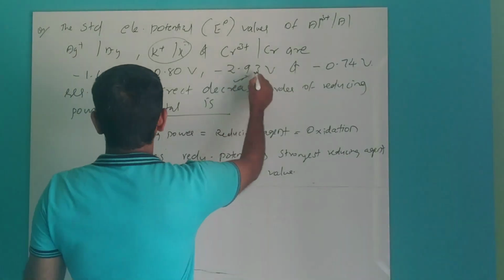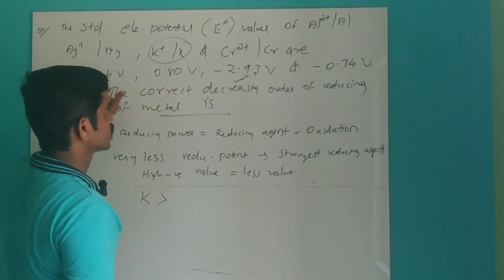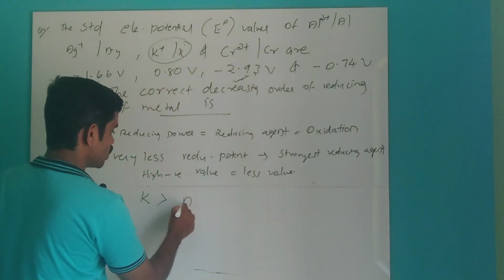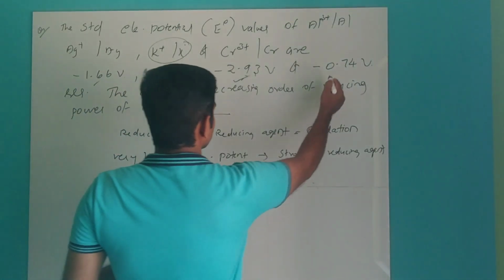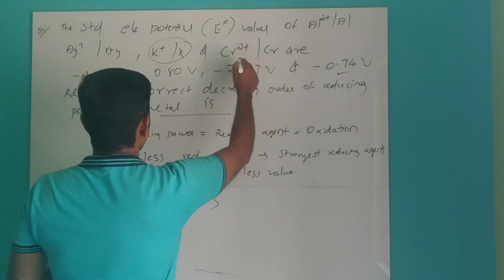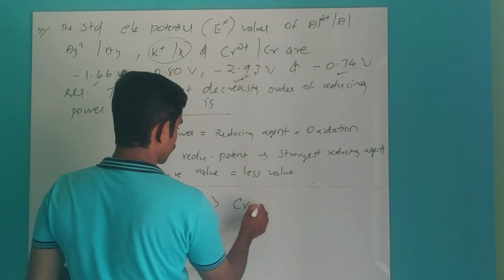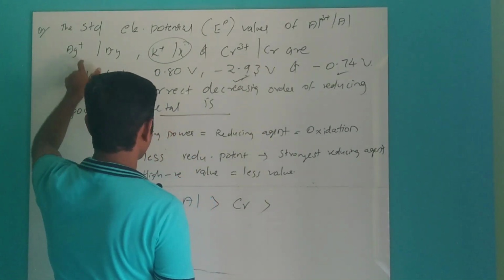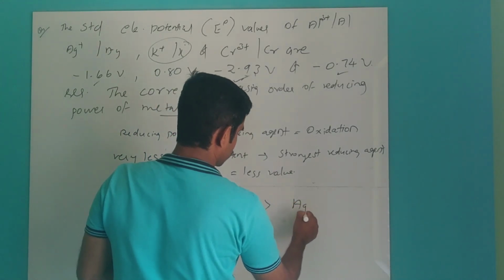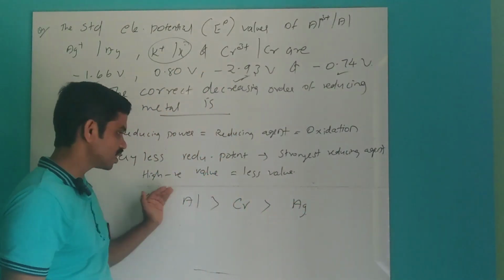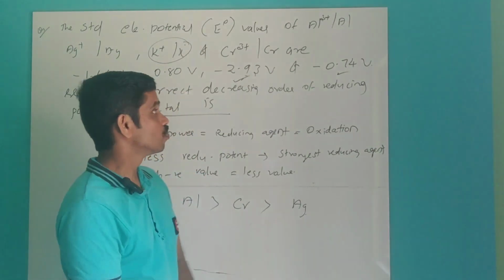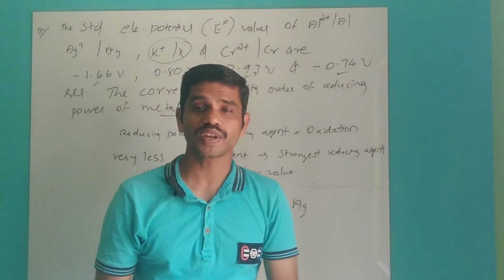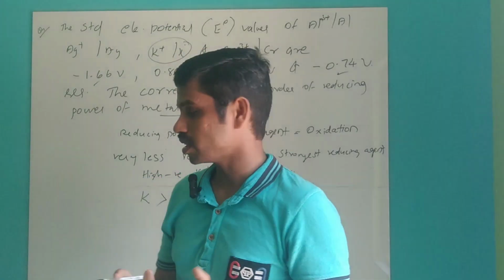Then minus 1.66 volt, that is aluminium. Then the third one, that is chromium. Then last one, Ag. So this is the decreasing order of reducing power. Reducing power means reducing agent. Okay.